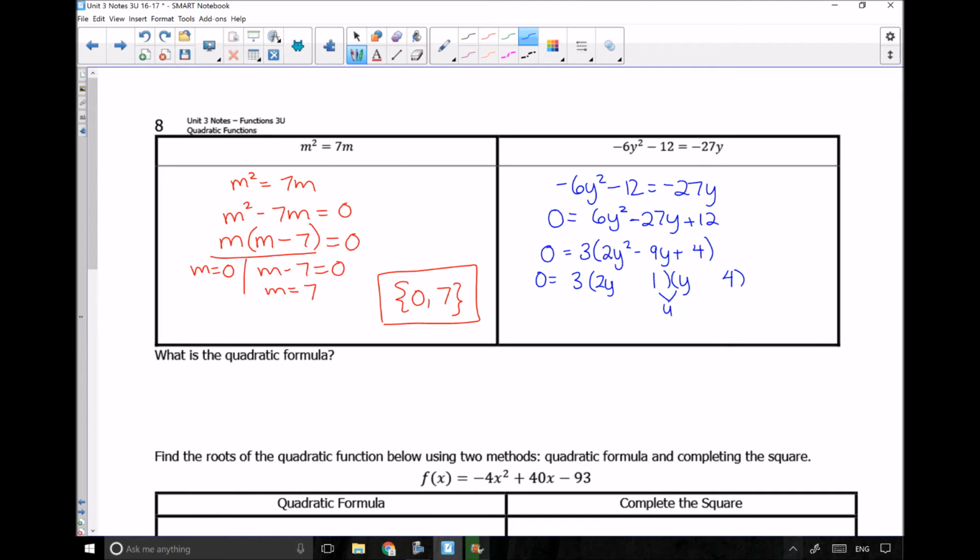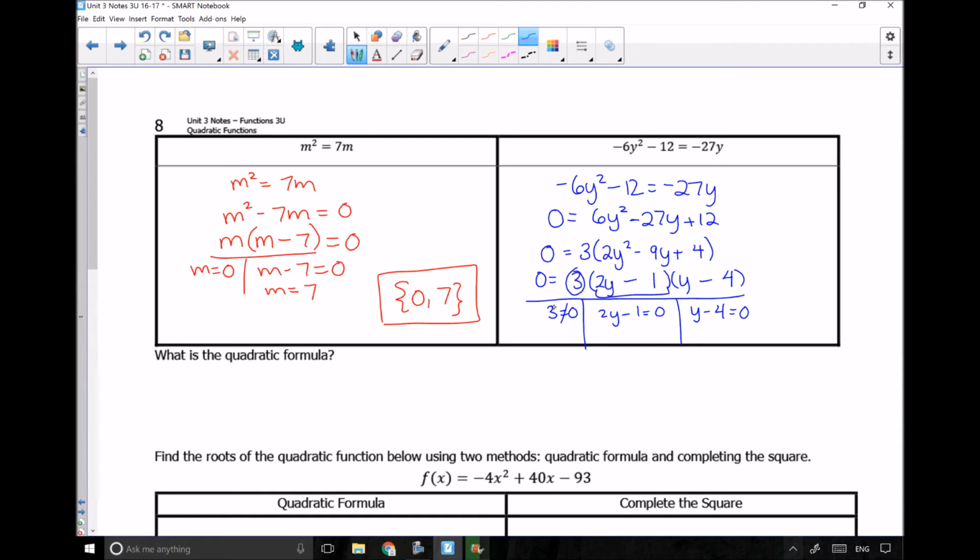So 1 times y is y, and 2y times 4 is 8y, and when I put those guys together, I do get the negative 9y I want if they're both negative. So put a negative here and a negative here. Okay, but this time I have 3 factors. I have 3 equals 0, I have 2y minus 1 equals 0, and then I have y minus 4 equals 0. Well, 3 is impossible.